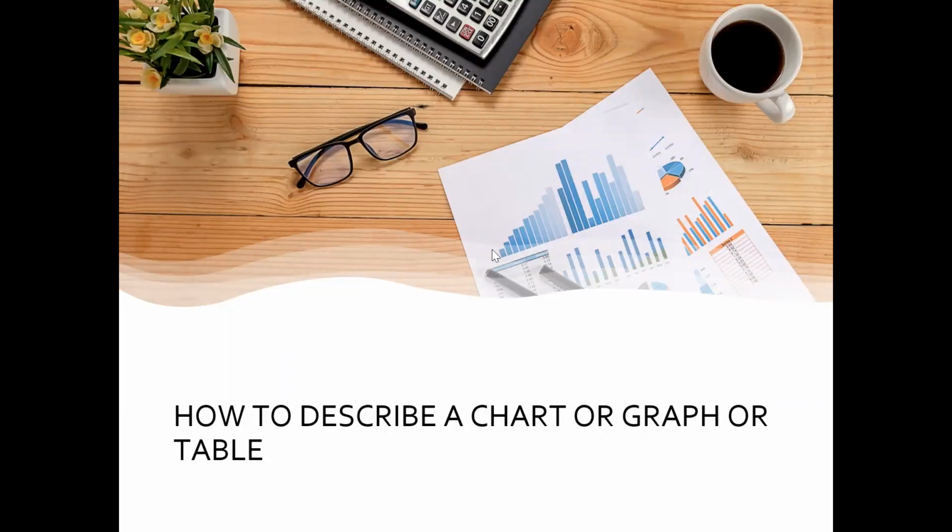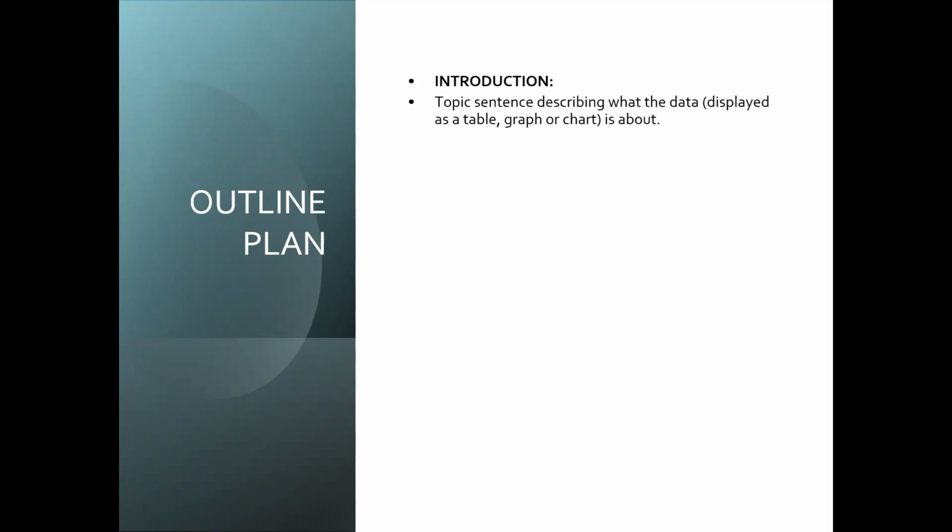Next one is here are the outline planned for describing your graph. So the first one is you must describe the topic sentence, describing what the data displayed as a table, graph, or chart is about. So the topic sentence will be the title. What do you think the title of the graph should be?